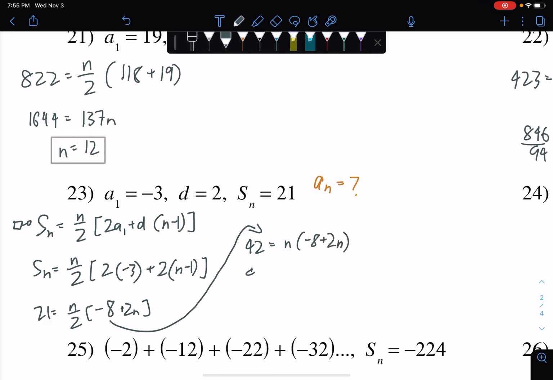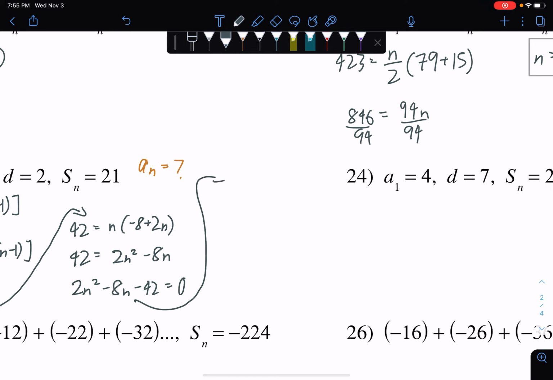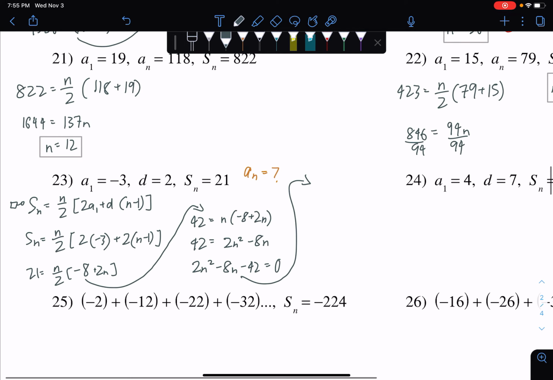So 42 is equal to 2n squared minus 8n. We move 42 to the other side: 2n squared minus 8n minus 42 is equal to 0. In this case, we'll be applying our lesson on quadratics. We're going to factor this expression.